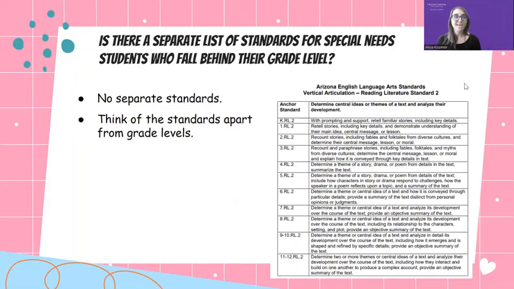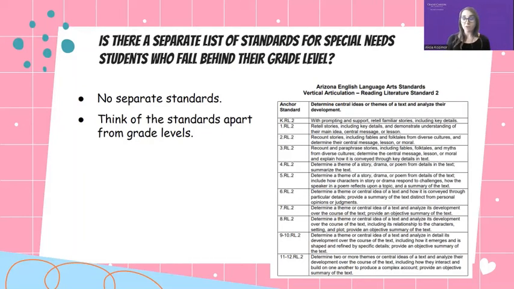Okay, is there a separate list of standards for special needs students who fall behind their grade level? So no, there isn't. But the thing about standards and the way you can think about them when you're thinking about your students with special needs is don't think of it as grade level. Think of it as progression of thought and depth of their knowledge.